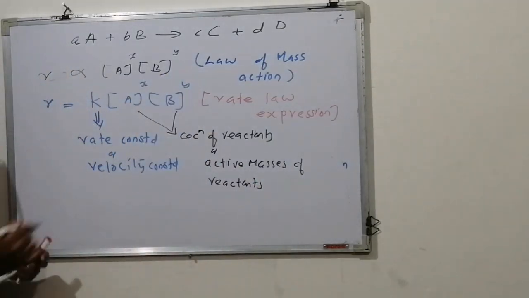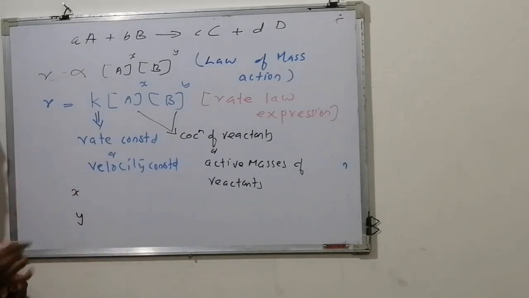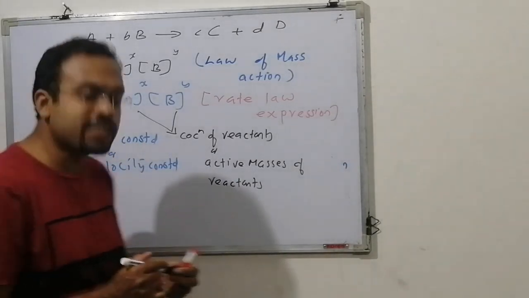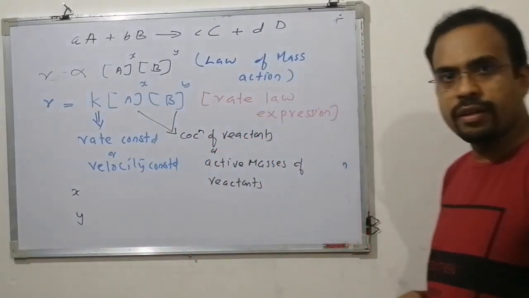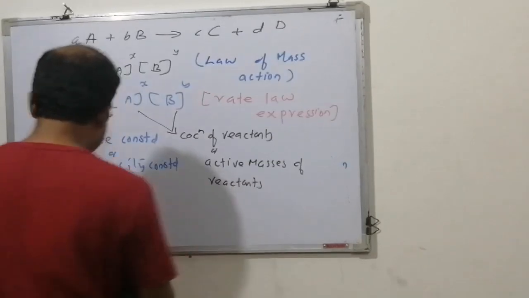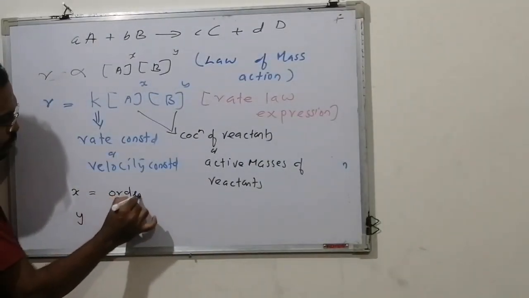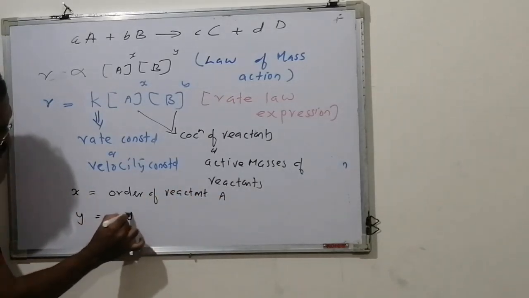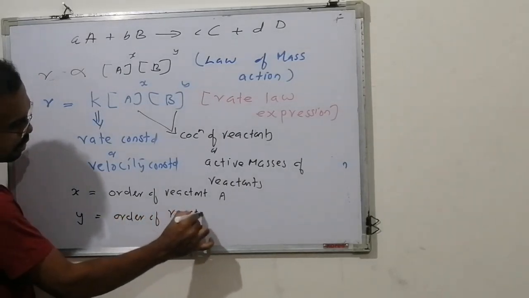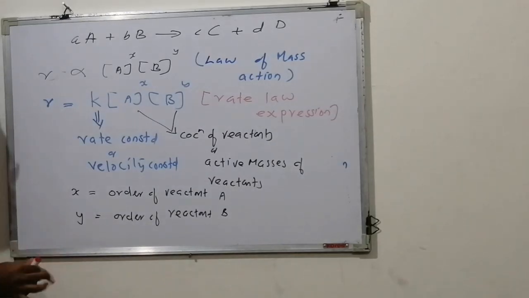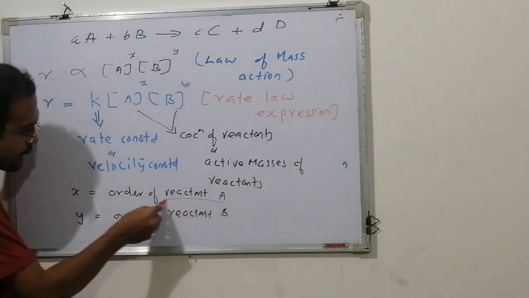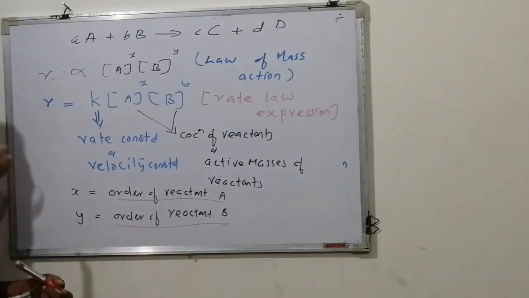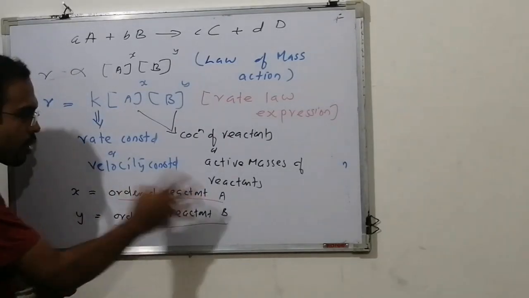Yes. What is X? What is Y? Please carefully understand what X and Y are. You don't say it's a coefficient. Don't say that. It has a different meaning. X is called the order of reactant A. Y is called the order of reactant B. A new term was introduced here: order of reactant.